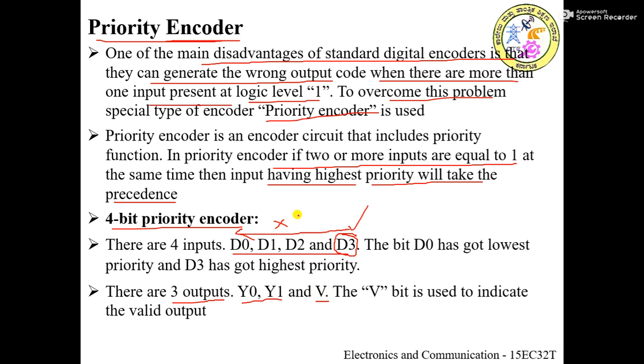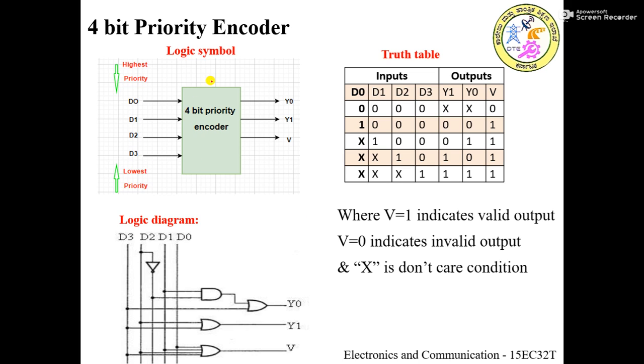Let's see the logic symbol first. You can see the logic symbol here. It has 4 inputs. It is normally a 4:2 encoder, but it is a 4:2 priority encoder. It has 4 inputs D0, D1, D2 and D3, and there are outputs Y0 and Y1. These are the regular outputs, and one more new output is introduced, which is V, which is going to indicate the validity of the output. Let's see the operation with the truth table.